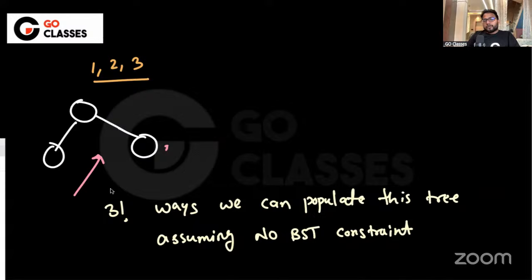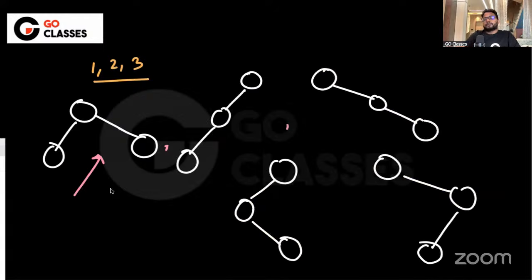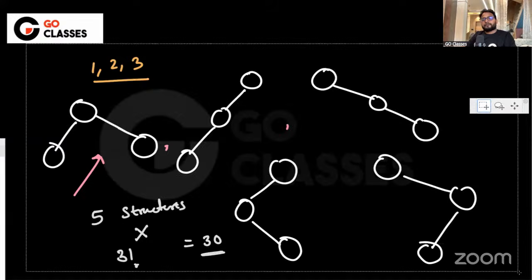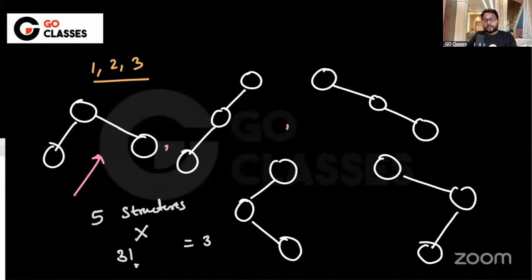So if someone asks you how many trees are possible with these 3, 5 skeletons, or 5 structures, are possible. Each structure can be filled in 3 factorial ways, right? That is why 5 into 6, which is 30 total binary trees are possible. Is this okay to everyone? So if I ask you how many binary trees are possible, then you will say 30.